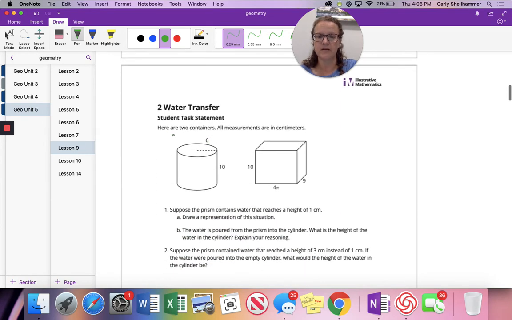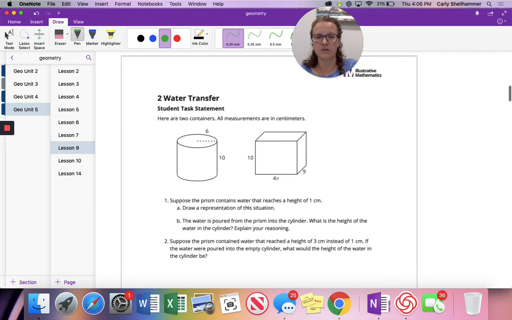So here are two containers. All measurements are in centimeters. Suppose the prism contains water that reaches a height of 1 centimeter. Draw a representation of this situation. I did. I'm going to change that over there though, and let's make that an actual one. I should have made it blue.